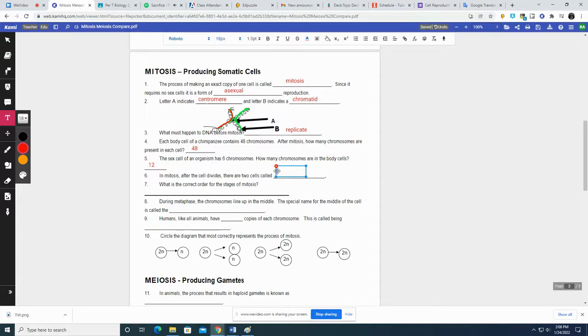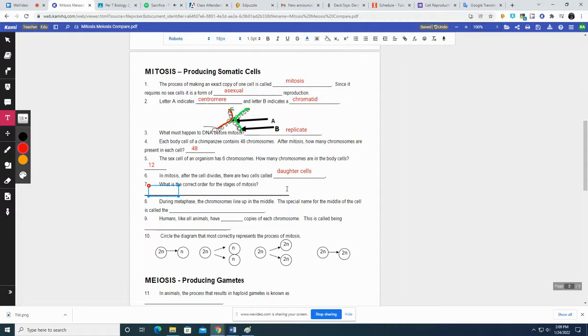And speaking of 6, here's number 6. In mitosis, after the cell divides, there are 2 cells called, you don't need to know this, they're just daughter cells. Daughter cells, that's a silly question.